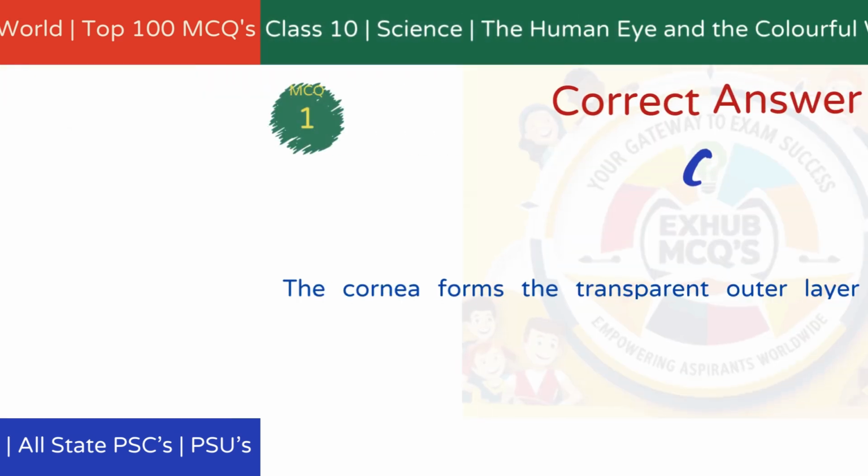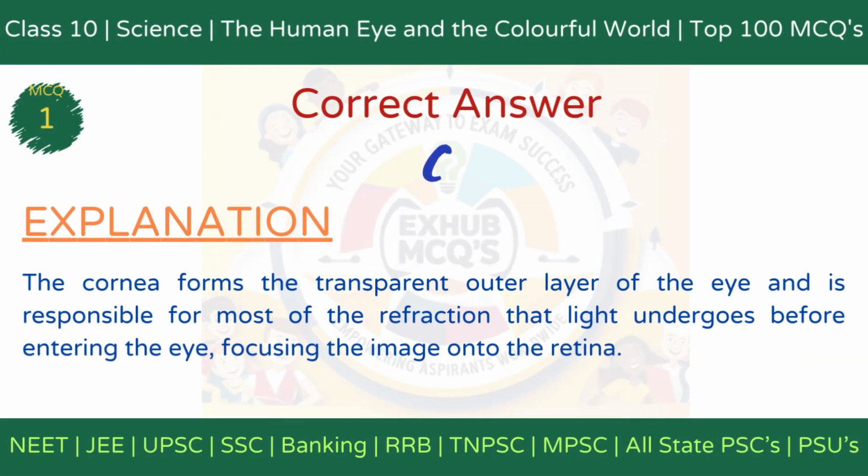The correct answer is option C, refraction of light. Explanation. The cornea forms the transparent outer layer of the eye and is responsible for most of the refraction that light undergoes before entering the eye. This refraction helps focus the image onto the retina.